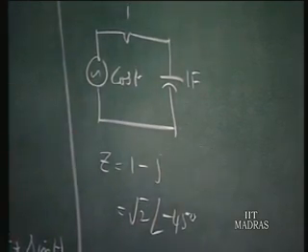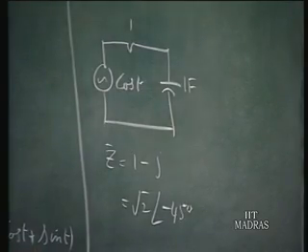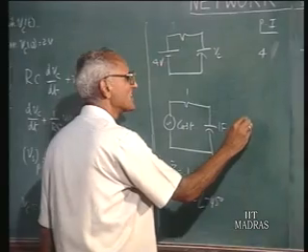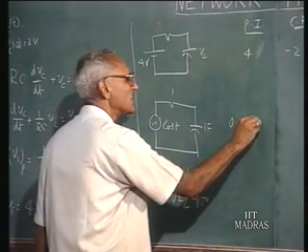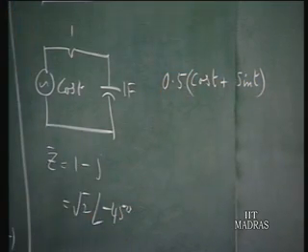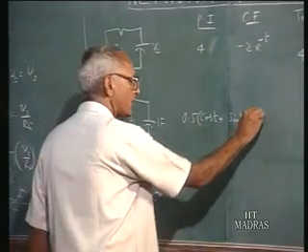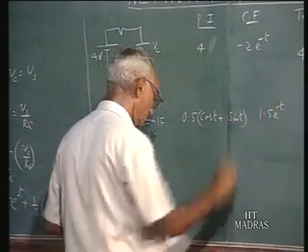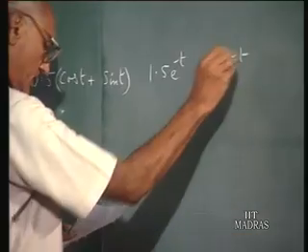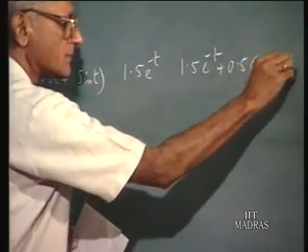So if cos t is the driving voltage and the impedance is root 2 at an angle of minus 45 degrees, it turns out that the particular integral solution is 0.5 cos t plus sin t. That is the particular integral solution. And the complementary function will turn out to be 1.5 e to the power of minus t. Therefore, the total solution is 1.5 e to the power of minus t plus 0.5 cos t plus sin t.